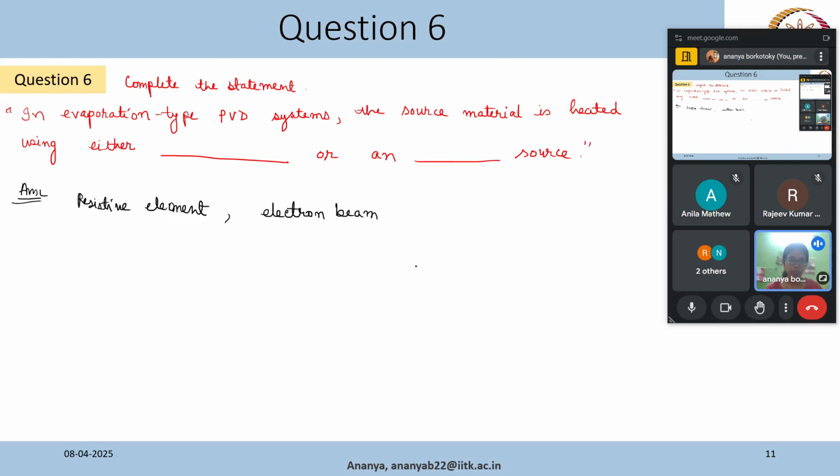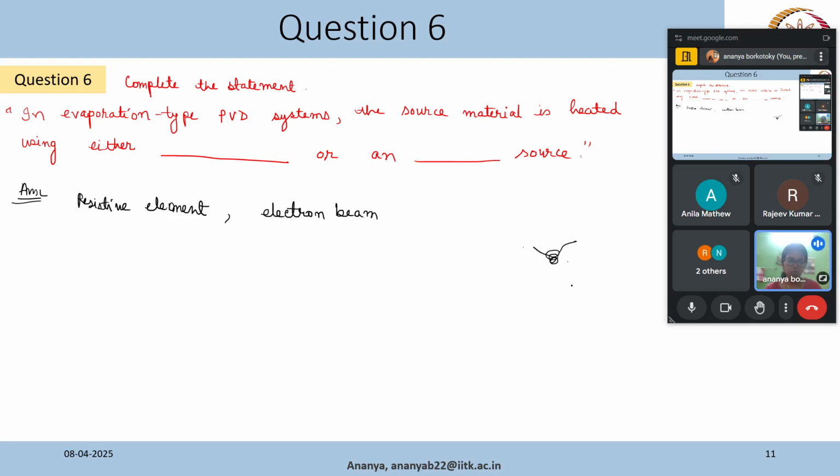Now this can be a basket or a filament. This can have a spiral kind of structure. It's difficult to do. So there will be these two wires and we can place our metal here. So this is one configuration. This is usually not preferred. A basket is not preferred because our material will melt and go below also.